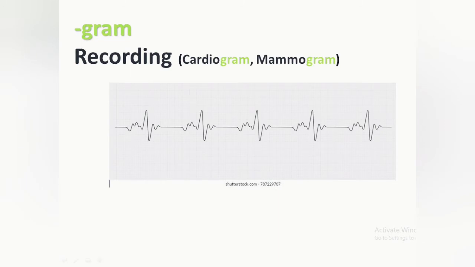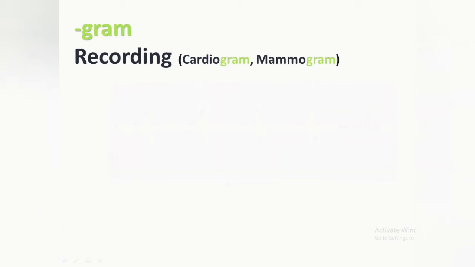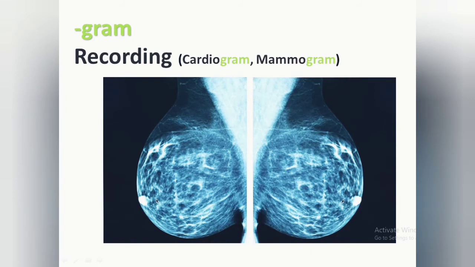By observing this cardiogram, the doctor can diagnose whether there is an abnormality in the blood pumping of the heart or not. And another medical term is mammogram. A mammogram is an X-ray picture of the breast for the early detection of cancer. By observing these X-ray pictures, the doctor can diagnose whether there is an abnormality or growth of a tumor in the breast or not.